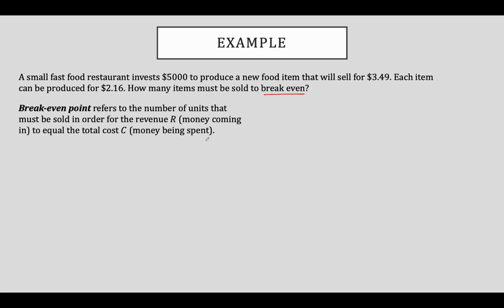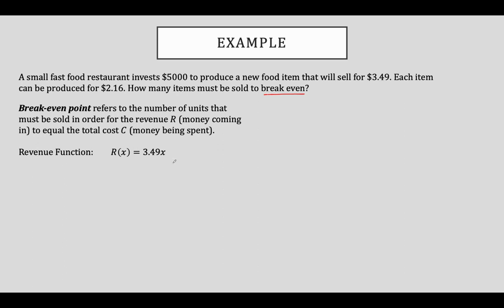Well, in order to solve this equation, we need to come up with a revenue function. Again, revenue is the money that is coming in. How much money are we bringing in? Well, if each item is being sold for $3.49, we will bring in $3.49 times x, the number of units that are being sold. There is our revenue function. And think about that. If I sell 0 units, I'm going to bring in $0. If I sell 1 unit, I'm going to bring in $3.49. If I sell 2 units, I'm going to bring in twice that value.